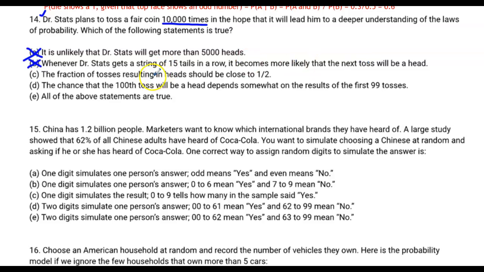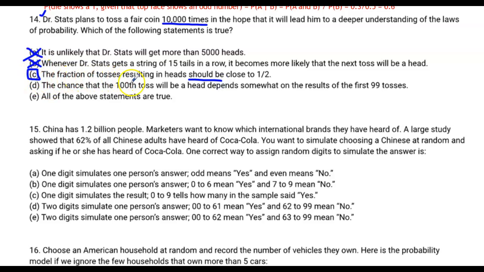The fraction of tosses resulting in heads should be close to 1/2. Well, that seems to be pretty sensible, right? Because if you flip the coin 10,000 times, you could get 5,000 heads, or maybe 4,500 heads, or 4,799, or 5,010 heads, but it's probably around 5,000. So it should be, ooh, I love that, close to 1/2. That's the front runner so far.